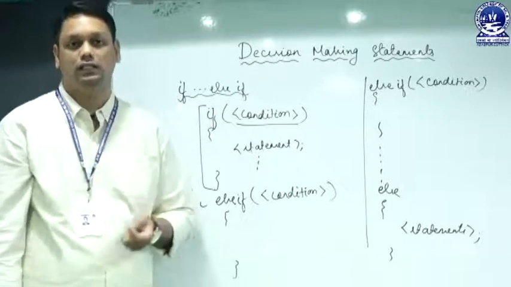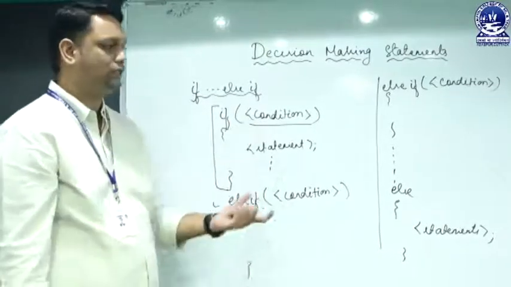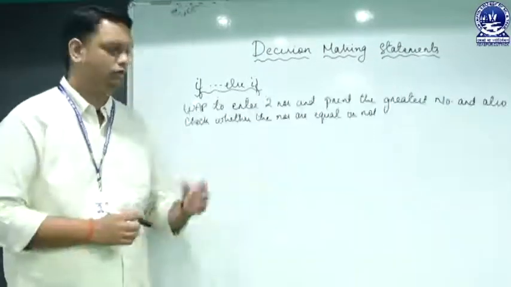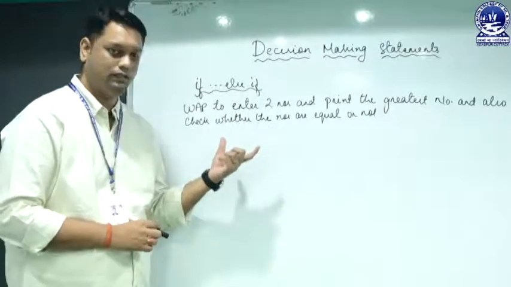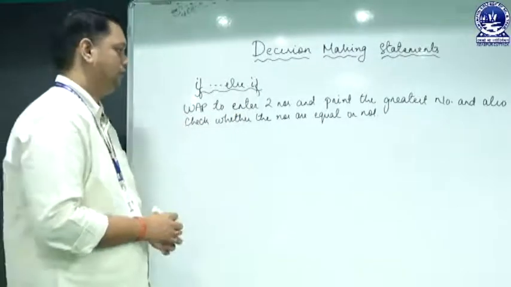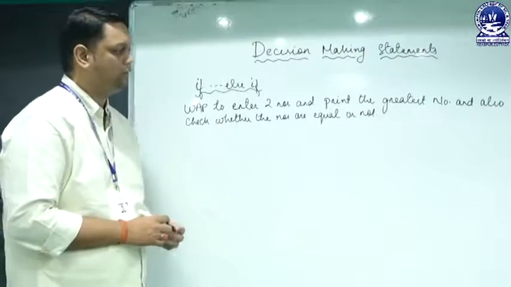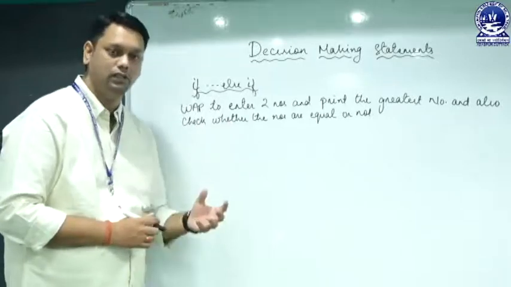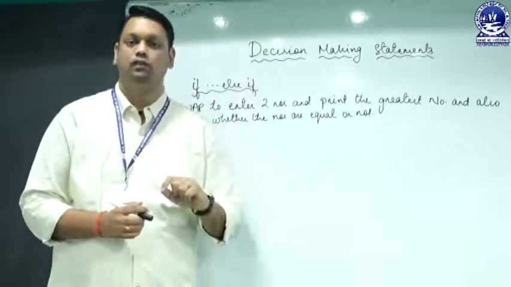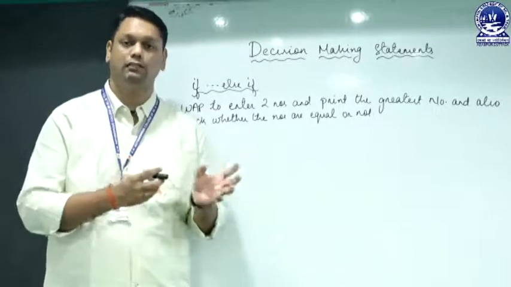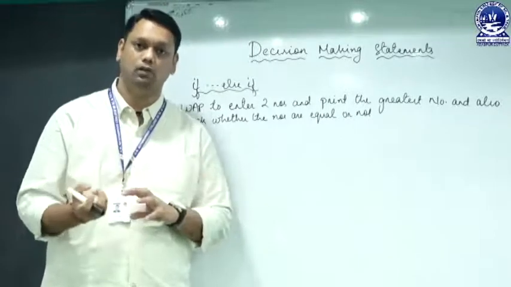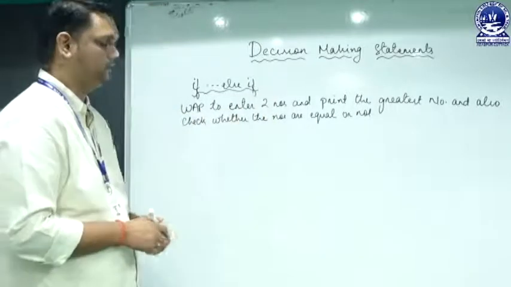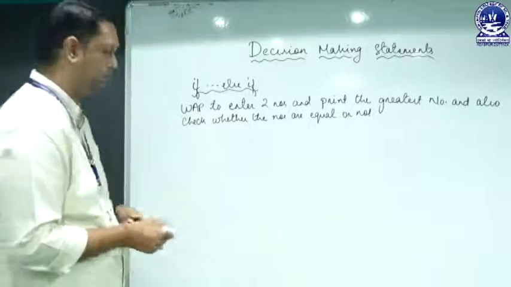Now we will be discussing one example of the if else if statement based on the syntax. So let's see the example. Let's say we have a program: write a program to enter two numbers and print the greatest number, and also check whether the numbers are equal or not. That means we will be executing a program in which we will take two numbers and find whether there is a greatest number or not, and whether the numbers are equal or not. So let's implement the concept of the if else if statement over here.